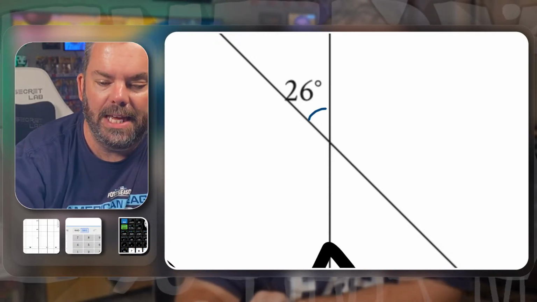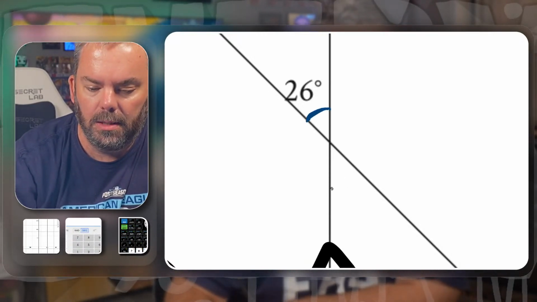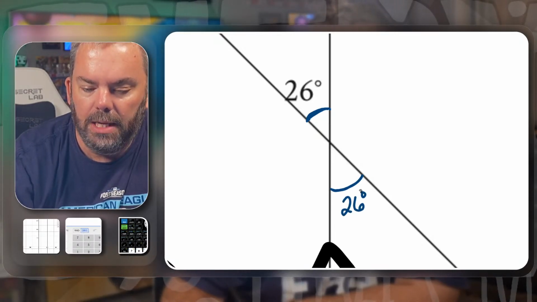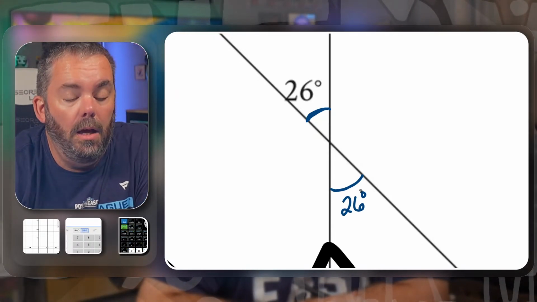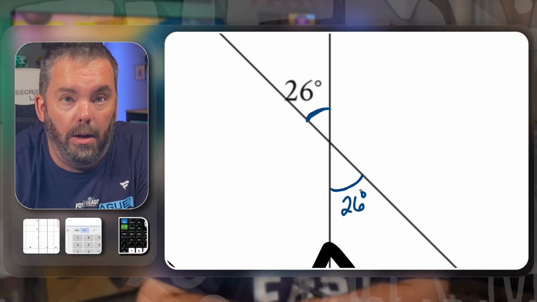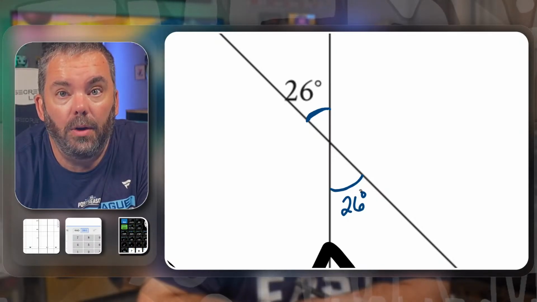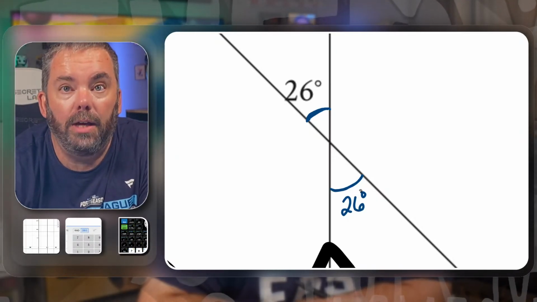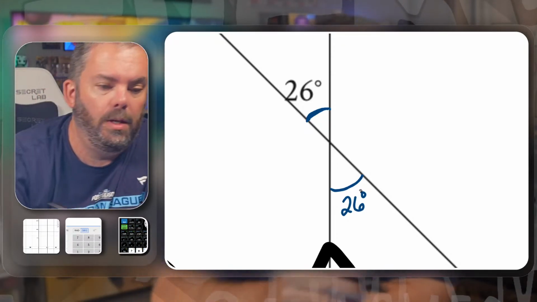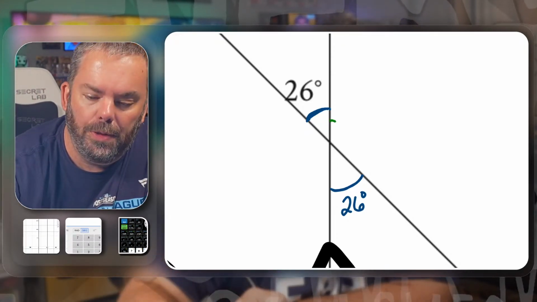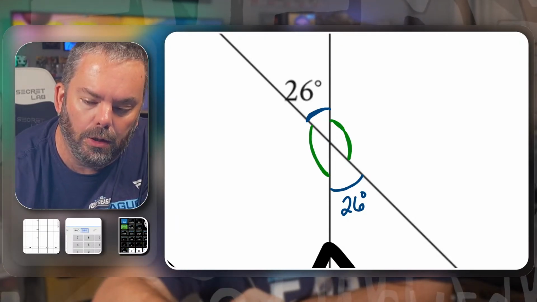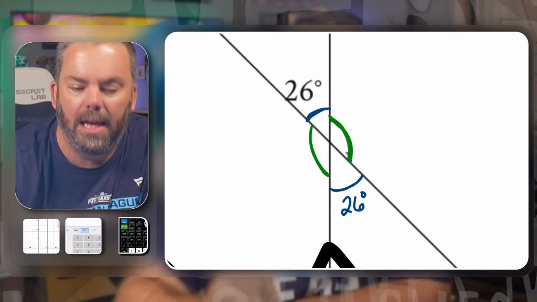So what can we do? Well, if this angle right here is 26 degrees, that means this angle is 26 degrees. Now, inside of a geometry class, we would call those vertical angles. On the SAT, they don't care, and that's great, one less piece of vocabulary. But you can tell by looking at it that no matter what, those two angles have to be the same. They have to be congruent. The same is true with these two angles. Look at them, they open up exactly the same.